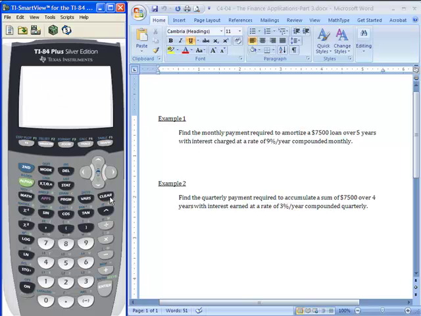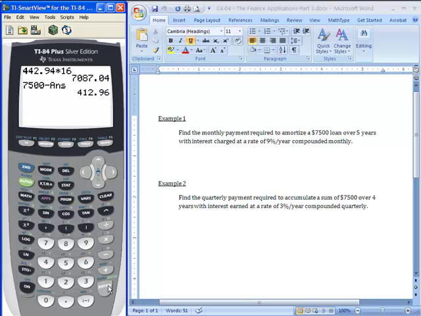I'm going to clear our previous work. 442.94. We're going to do that 16 times. Let's see how much money we end up investing. $7,087.04. If we take and subtract that from 7,500, so if we enter 7,500 minus that previous answer, so second and the negative key, or you can just type it in if you want. We'll press enter, and it turns out that we earned $412.96 in interest over that time period, not quite one full payment.